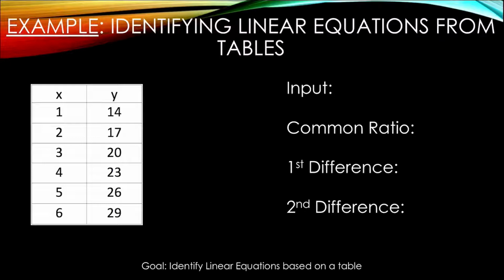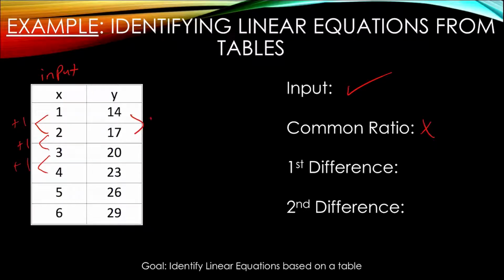So let's look at this. Is my input value, so my input is my x values, increasing by the same amount? Each time I'm adding 1. We're good. So that checks off. Do I have a common ratio? So a common ratio is something that I multiply to get from one thing to the next. Nope, doesn't look like it. That's not it. Do I have a first difference?